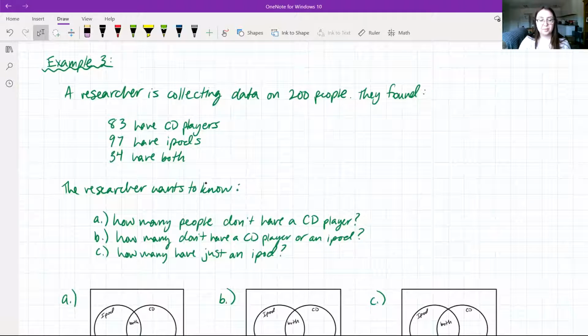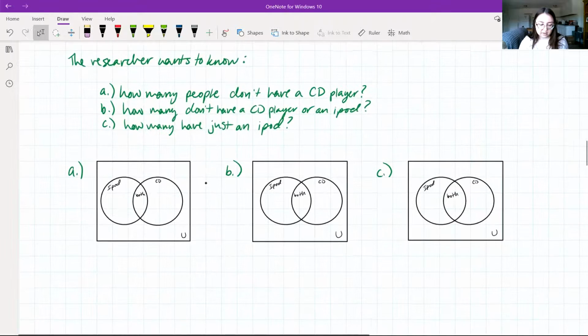So example 3, we have a researcher collecting data on 200 people. They found that 83 people have CD players, 97 people have iPods, 34 have both, so they have an iPod and a CD player. And the researcher wants to know how many people don't have a CD player, how many people don't have a CD player or an iPod, and how many have just an iPod.